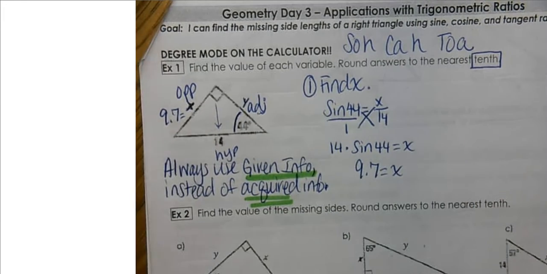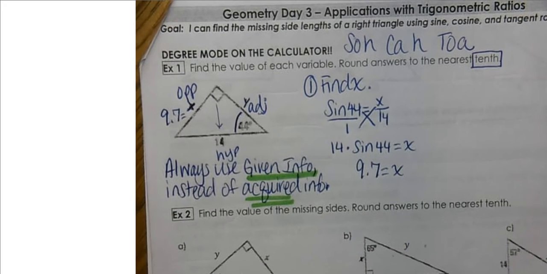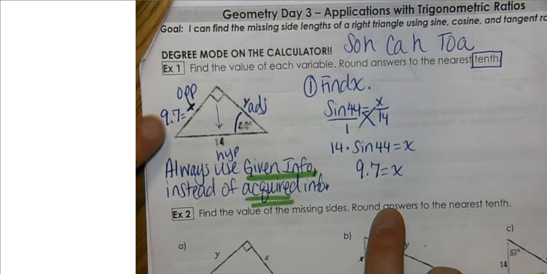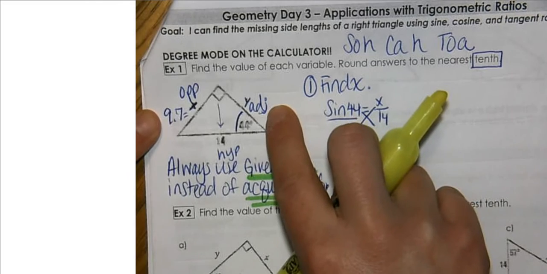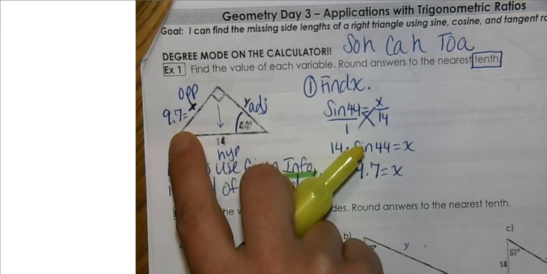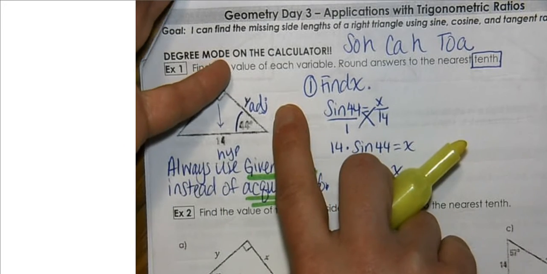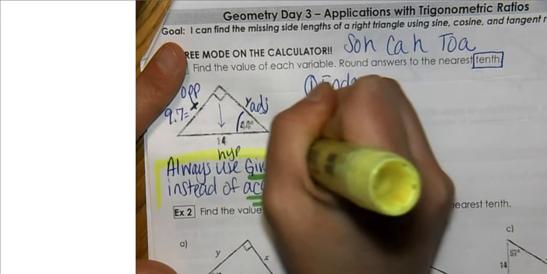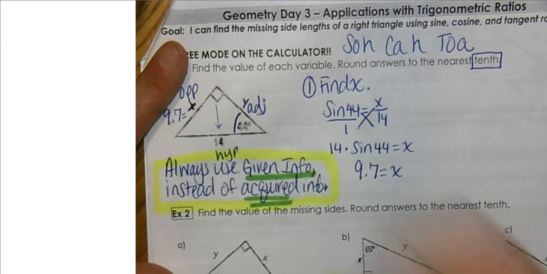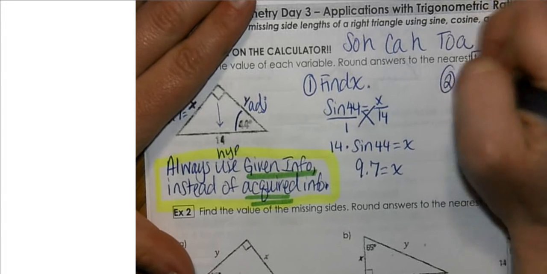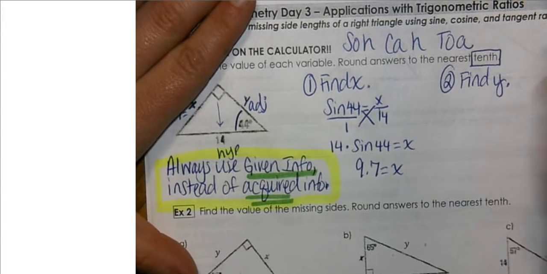But like I said at the very beginning, we want to make sure that we get our answers correct. So what if we made a mistake in step 1? If we use 9.7 to find Y, and 9.7 was a mistake, then we're using an error to find our next number, and that will also be an error as well. So once again, I'm going to reiterate that we always use given information instead of acquired information. So for step 2, being to find Y, I'm going to go back to what was given to me.